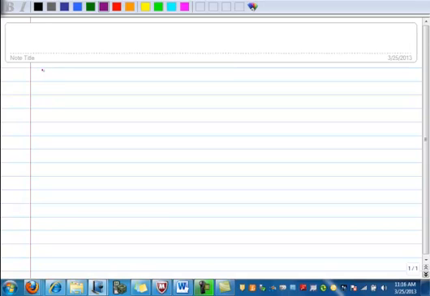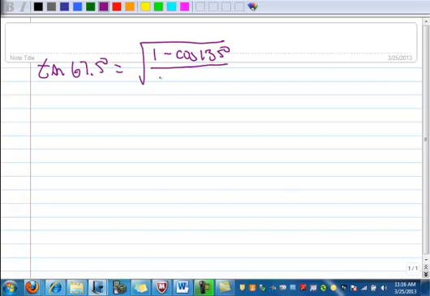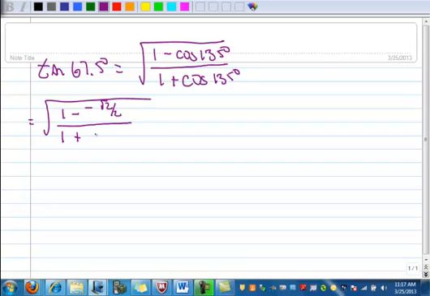Same problem. But now we're going to use the tangent of 67.5, and now we're going to use this one, square root of 1 minus cosine of 135 all over 1 plus cosine of 135. One of them is minus, this one's plus. So square root of 1 minus negative square root of 2 over 2 all over 1 plus a negative square root of 2 over 2. And that becomes 2 over 2 plus square root of 2 over 2 all over 2 over 2 minus square root of 2 over 2.